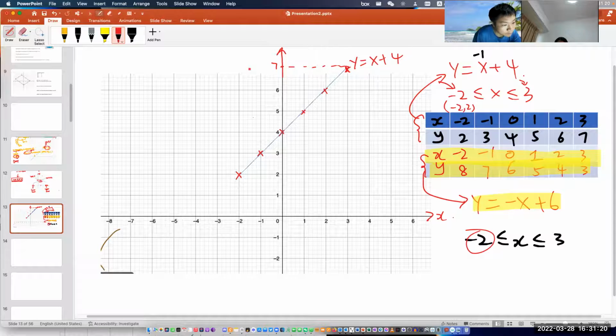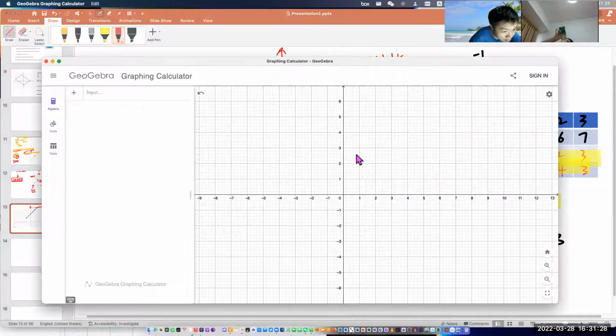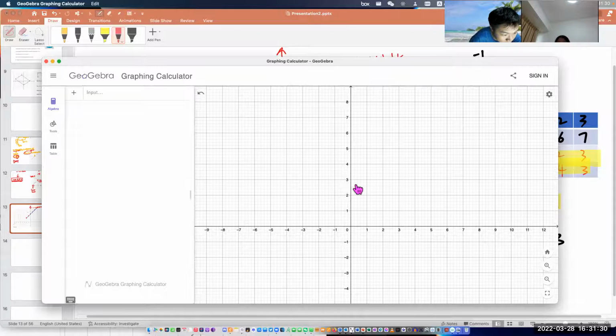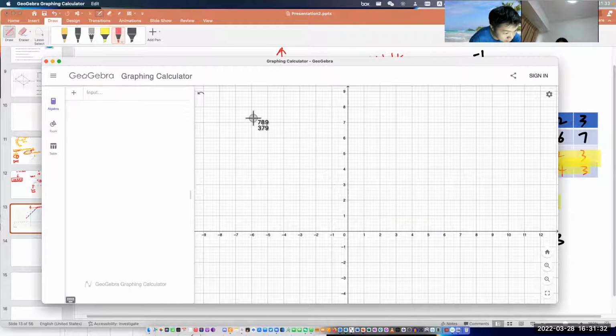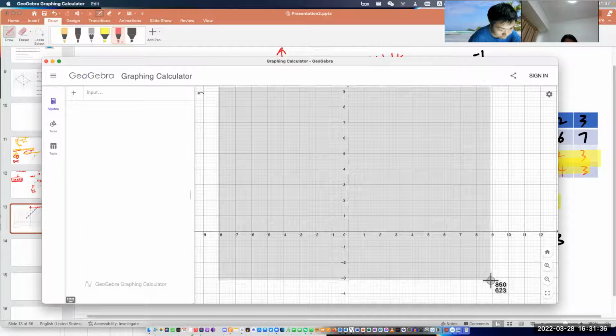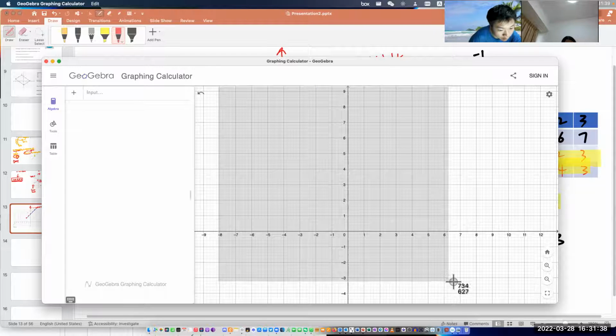Due to the limitation of my graph paper here, it looks like I need to crop out a better graph. Yep, I can quickly just get it from here. So when it comes to graphing, you have to plan.